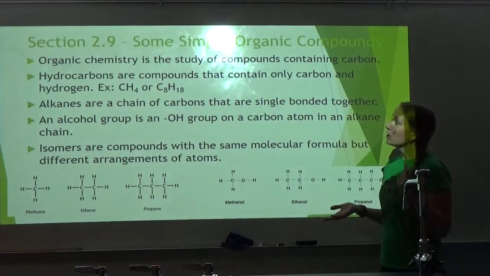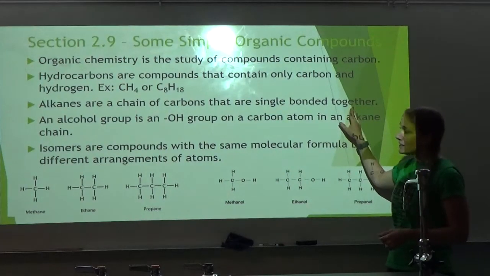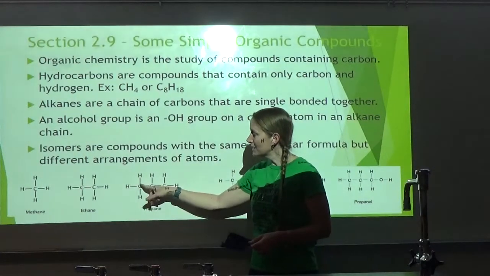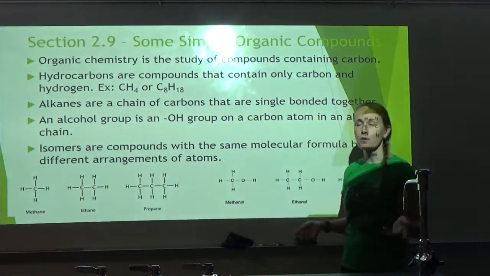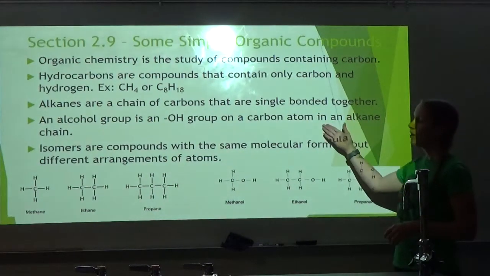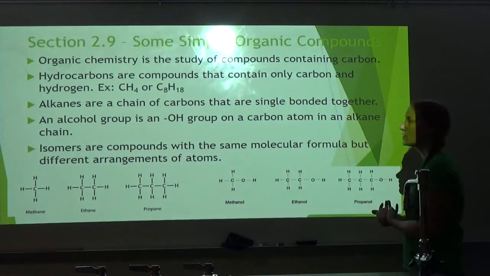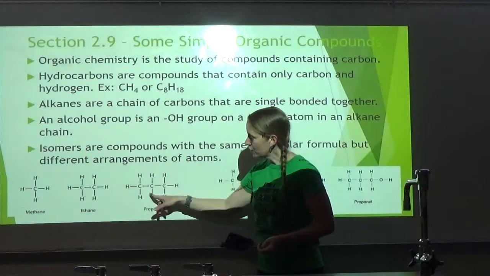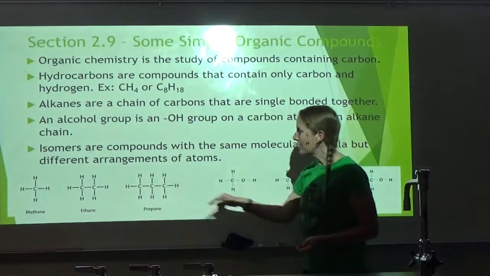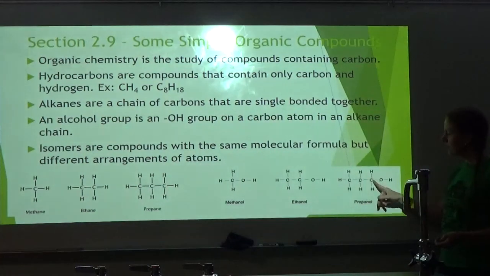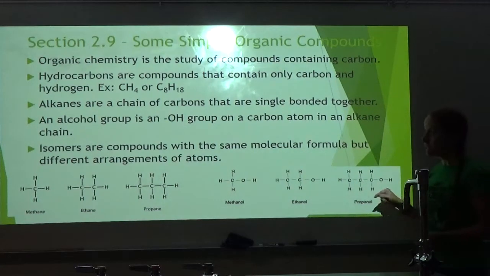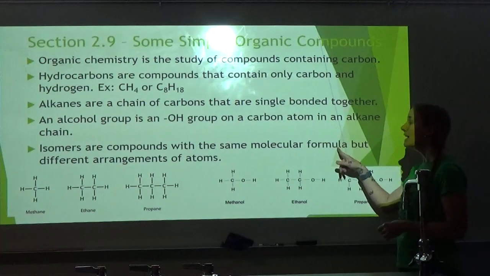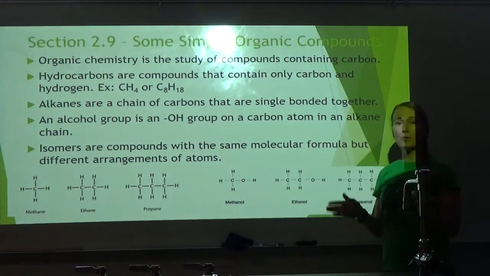So alkanes are a chain of carbons that are single bonded together. So see, like this is an alkane, it's just a chain and you have your carbons single bonded together and then hydrogens fill in the other bonding location. An alcohol group is when you have changed one of the hydrogens to an OH group. Okay, so see, like here we have our set of 3 C's and they're all surrounded by H's. Well, here we have our set of 3 C's, but one of the H's has turned into an OH. All right, that's called an alcohol group. And then isomers are compounds with the same molecular formula, but different arrangements of atoms.